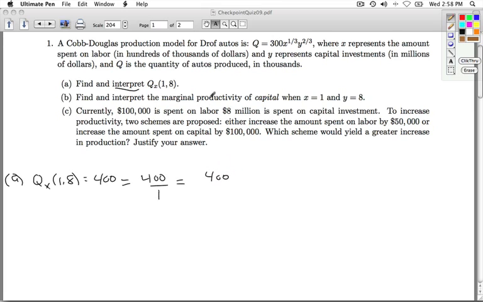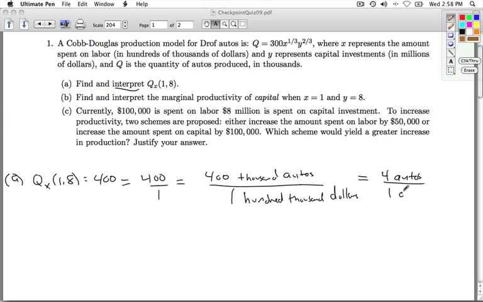It's 400,000 autos per 1 unit of x, $100,000. So it's up to you. It's 400,000 over 100,000. You can simplify that to 4 autos per $1.